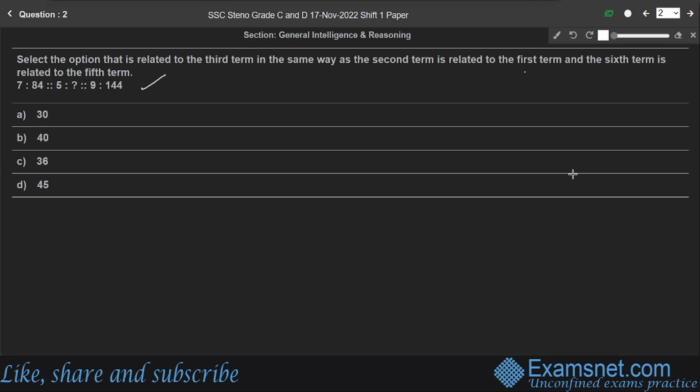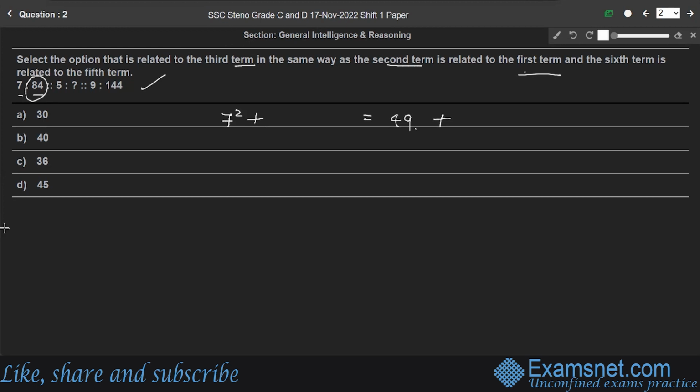Question number 2. Select the option that is related to the third term in the same way as the second term is related to the first term and the sixth term is related to the fifth term. So here, 7 and 84 are the first 2 terms, right? So 7 is related to 84 as, 7 square. So what is 7 square? Which is 49, right? So when a number is added to 49, you have to get 84, right? So 49 plus the number is 84. So which is that number?